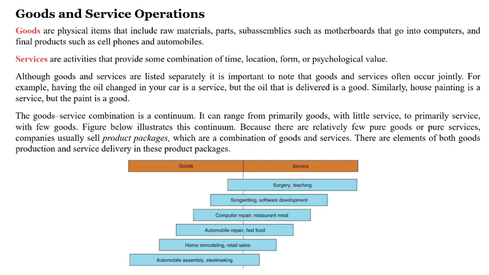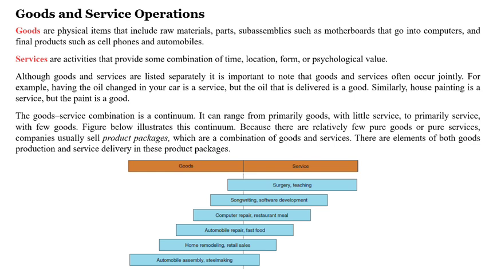As you all know, goods are physical items such as raw materials, other parts and assemblies, which go into a final product. You are getting that good, which you are able to see. But service, it is an act, right? It is an activity or an act.